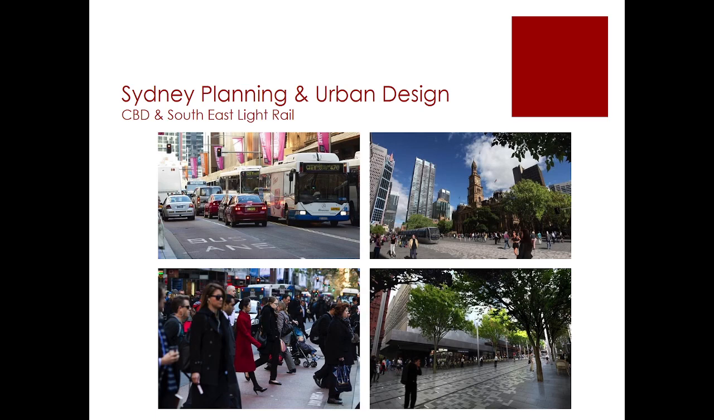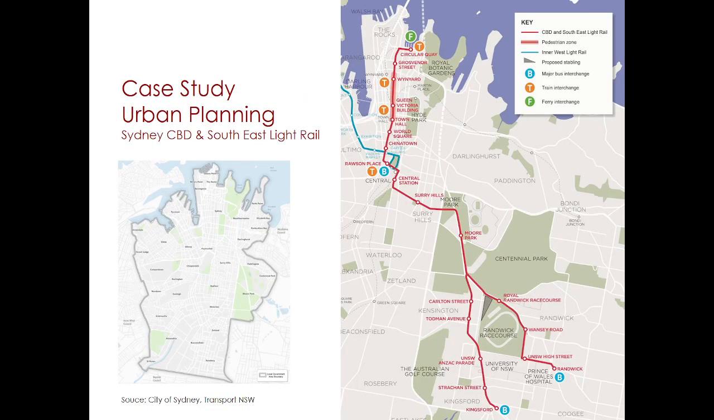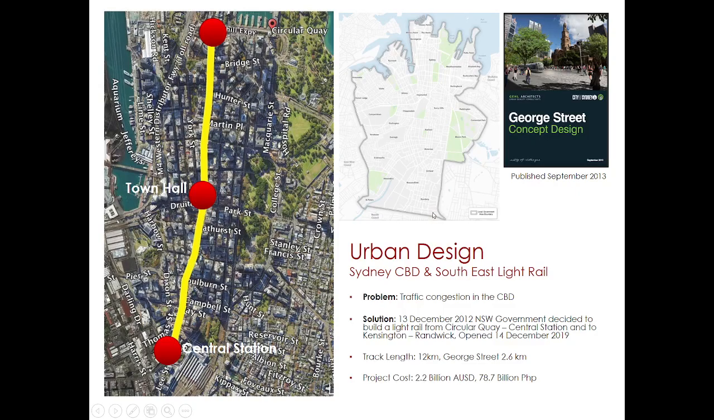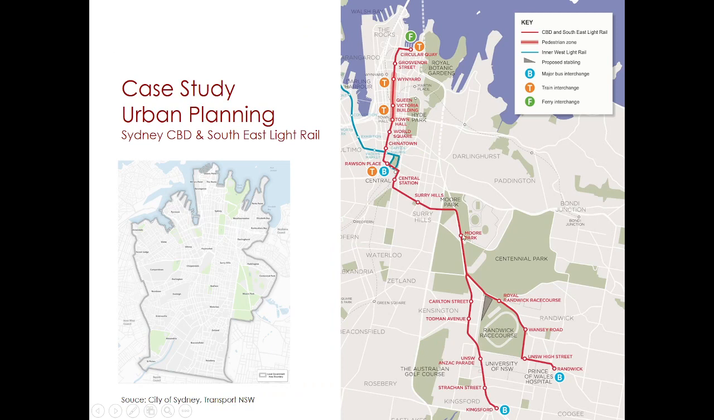This is a Sydney Planning and Urban Design project called the CBD and Southeast Light Rail. The first impetus, the first idea, would be an urban planning study highlighting the best location for a new light rail development. A light rail is basically a train line, but the rails are lighter, as the name suggests. They're smaller and embedded into the road. So identifying where the train should go, what the stops are, that's an urban planning endeavor.